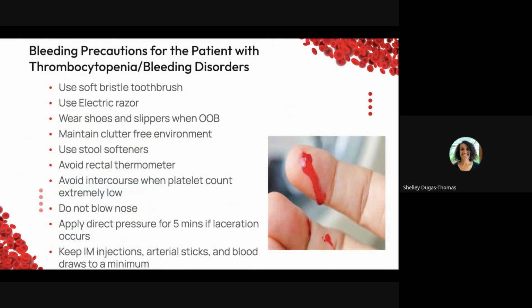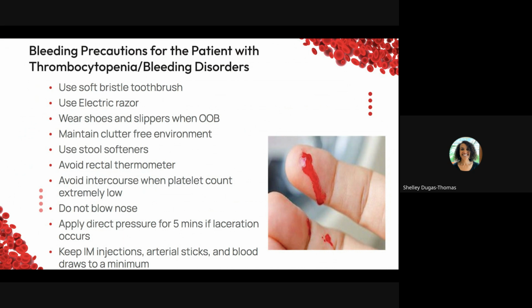So, some bleeding precautions for the patient who has thrombocytopenia or other bleeding disorders include preventing trauma, using soft toothbrushes, avoiding flossing if platelets are very low, and padding bed rails and avoiding contact sports. Minimizing invasive procedures, using small gauge needles, applying firm pressure after injections or venipuncture. Monitoring for bleeding, checking gums, nose, urine, stool, and skin for bruising or petechiae.